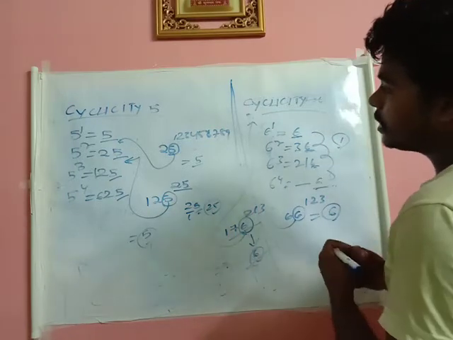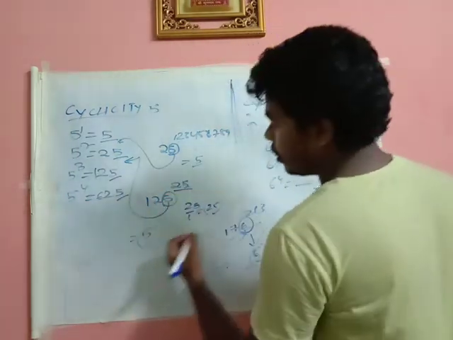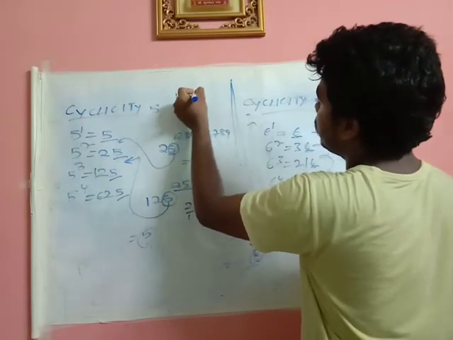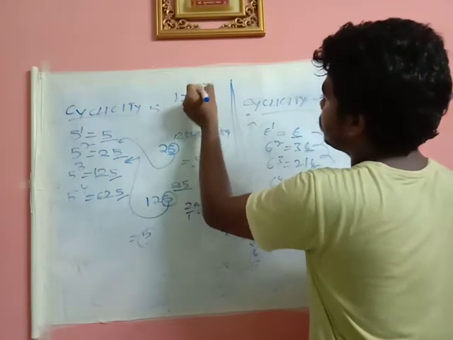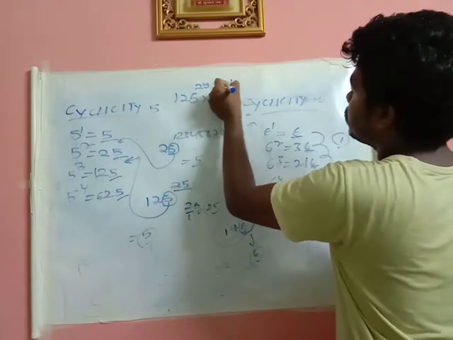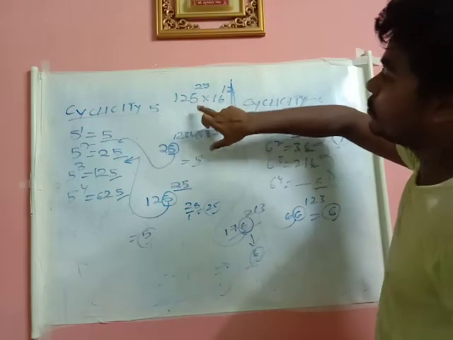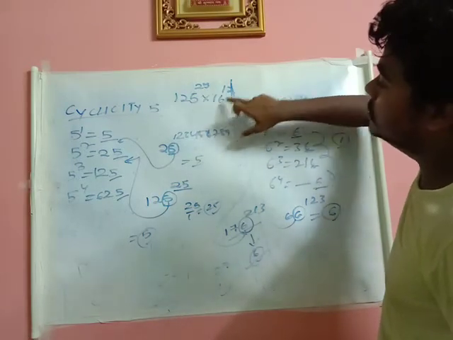Now we have a question: how to find the unit digit of 125 power 25 into 16 power 12? Here is the question: what is the unit digit of 125 power 25 into 16 power 12?